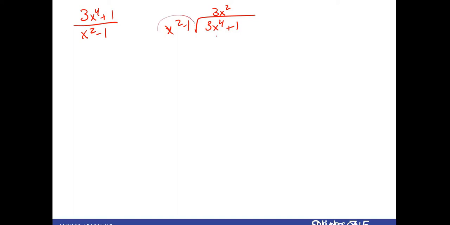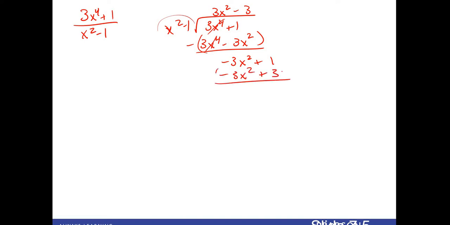Multiplying 3x squared times this, I get 3x to the 4th minus 3x squared, and I'm going to subtract. Those cancel. I don't have anything to subtract this from, so I'm going to subtract 3x squared, bring down the plus 1. I can multiply this times negative 3. Negative 3x squared plus 3, and again subtracting, I get negative 2, which is negative 2 over x squared minus 1.